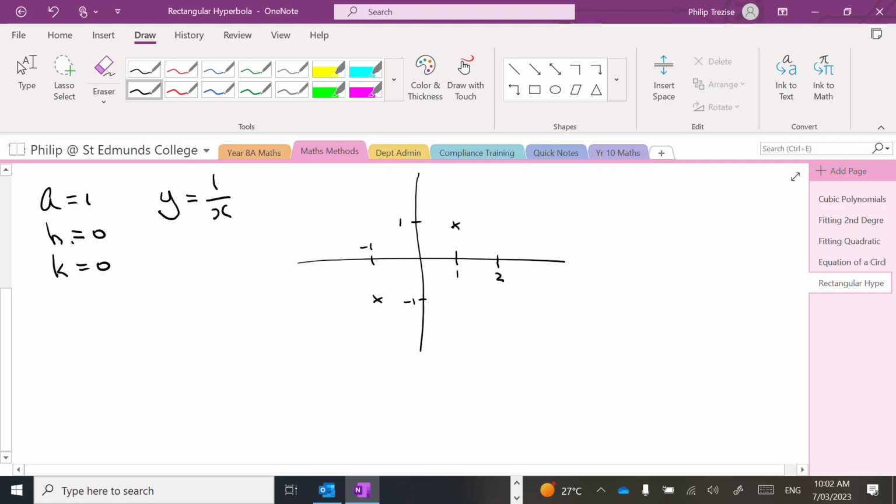Let's go to an x value of 2. 1 over 2 gives a y value of a half. If I had x equals negative 2, 1 over negative 2 gives a y value of negative a half. Interesting. Let's try an x value of 0.5. 1 divided by 0.5 gives a y value of 2. Let's try negative 0.5. 1 divided by negative 0.5 gives a y value of negative 2. So my hyperbola is some sort of curved graph that comes down here like this, and then on the negative side of the scale it'll be curving downwards like this.